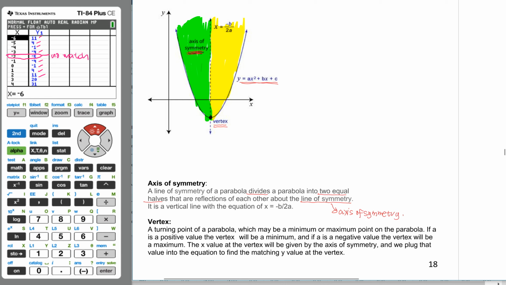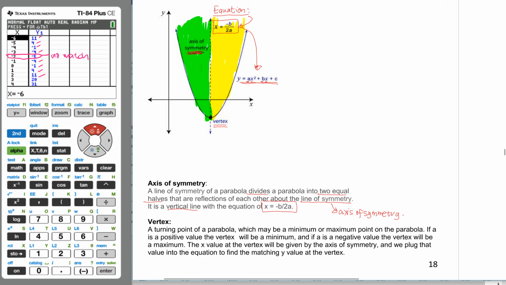Now it is the vertical line with the equation x equals negative b over 2a. So this is the equation of the axis of symmetry. This is our equation: x equals negative b over 2a. Now where is this coming from, the negative b over 2a? When you look at the standard form, a is the number before x squared and b is the number before x. So that's where it's coming from. For this formula, you have to look at the standard form of the quadratic equation.